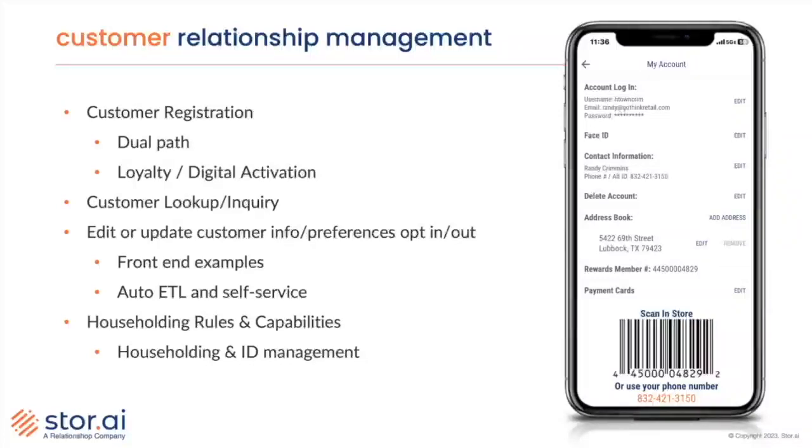We support a dual path registration, meaning that we have some clients that have an existing loyalty program, but now everything is moving to digital. So we're converting those accounts to digital. So it's a different process for enrolling shoppers, depending on where you're currently at. In your case, you don't have a loyalty program today.